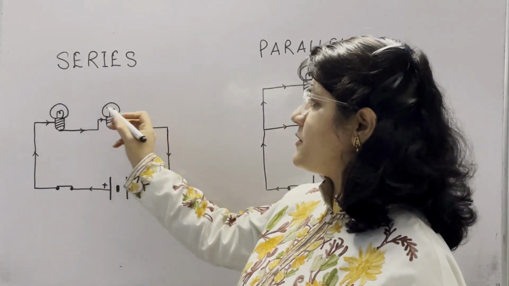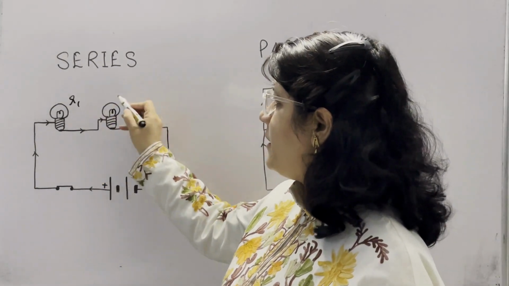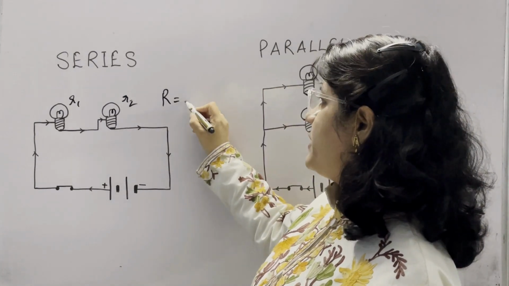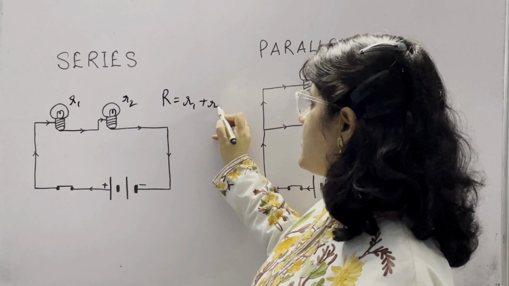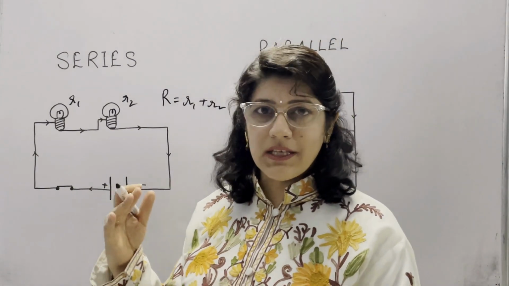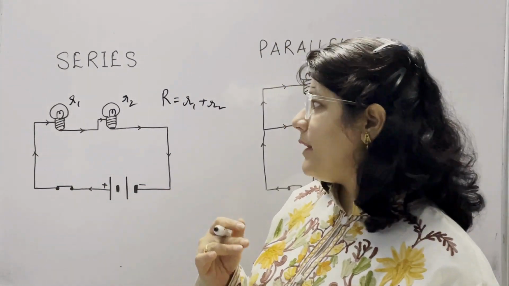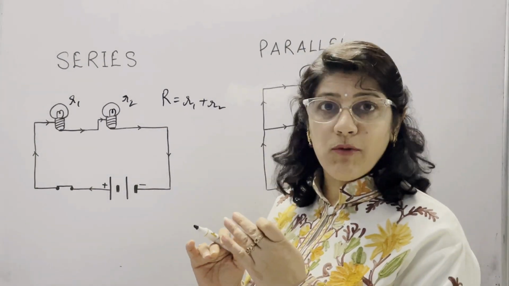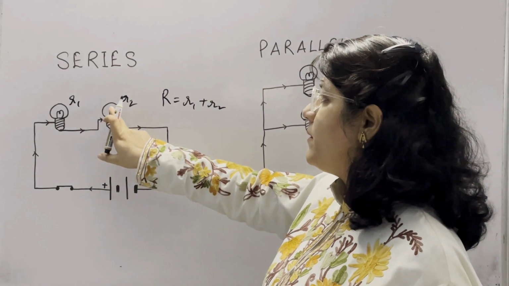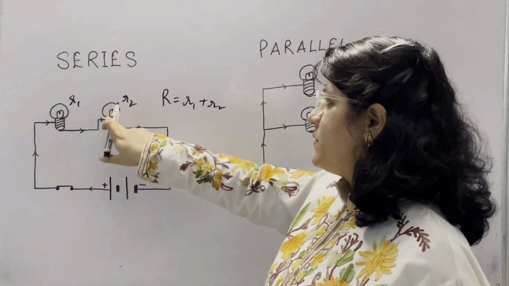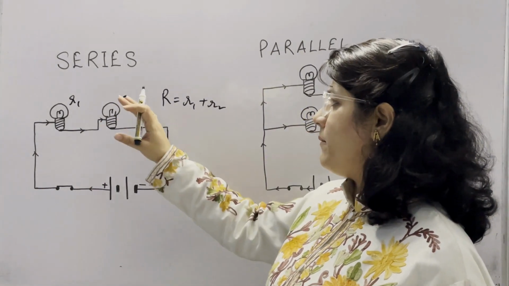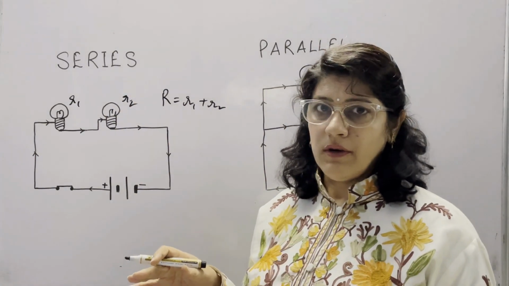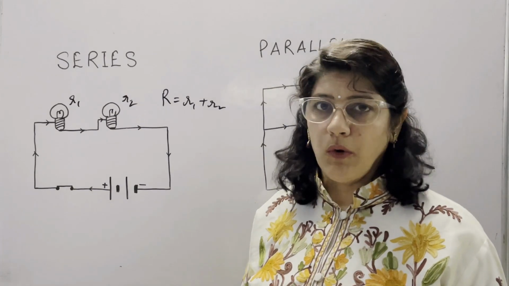Suppose the internal resistance of these two bulbs is R1 and R2. So total resistance of this series combination is R1 plus R2. It means it increases in a series combination. Moreover, all the components in this are connected and they work simultaneously. So if one bulb fuses, or there is some fault in the circuit, then the circuit will not function. None of its components will glow.